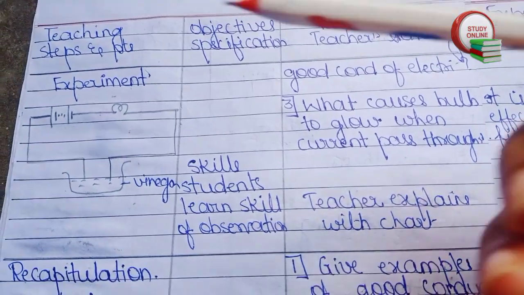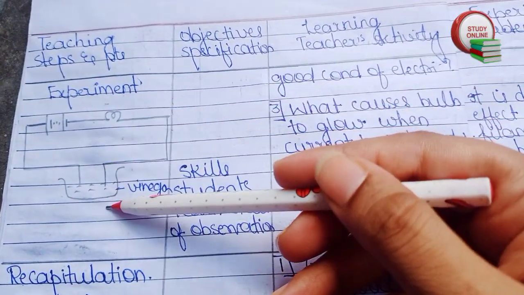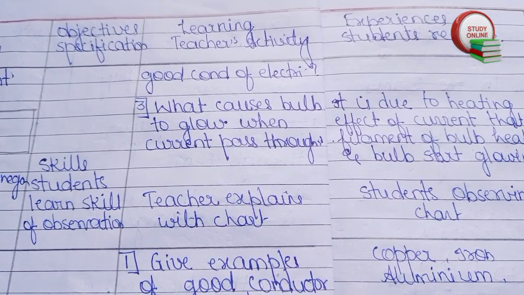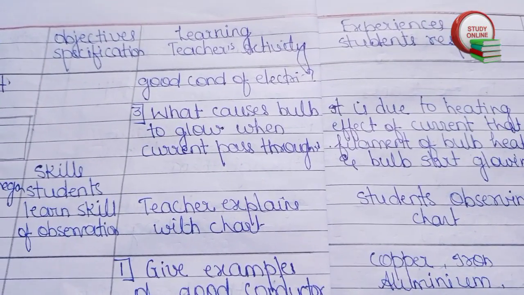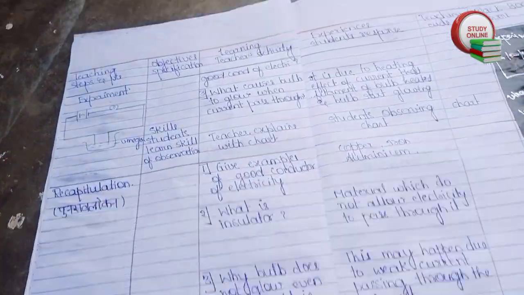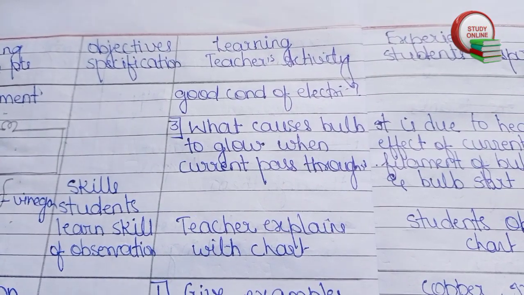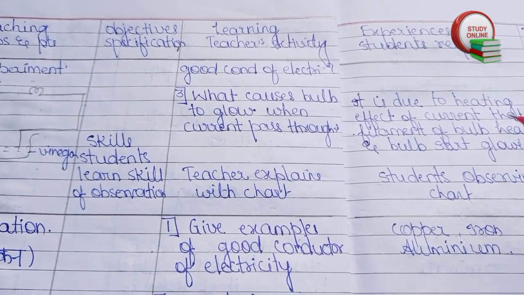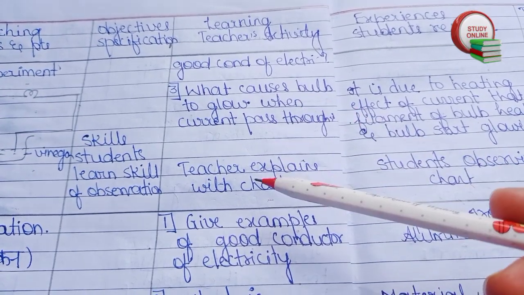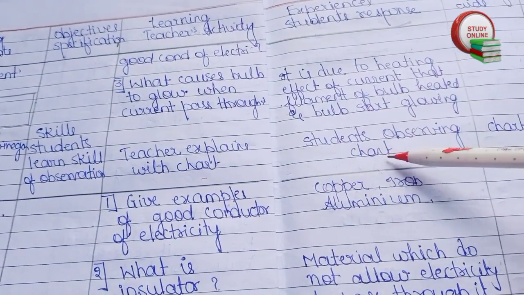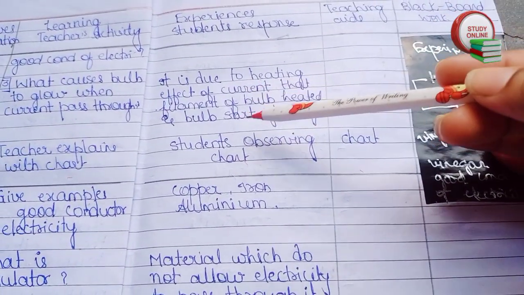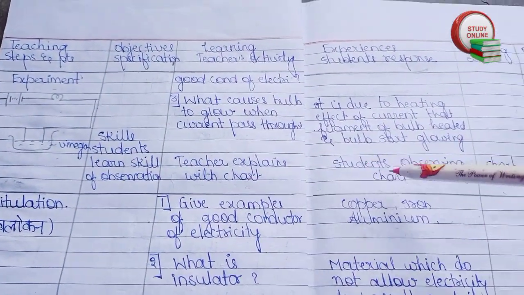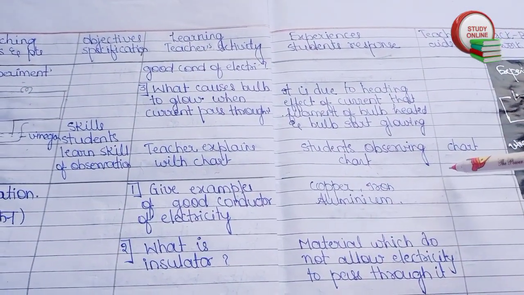Here you can see the experiment. So we can conduct any experiment in the class, and here you can see a list of questions that we can ask students. You can see: what causes a bulb to glow when current passes through it, and the answer also here you can see. So students will answer all those things here. Okay. After that the teacher explains with the help of a chart, students observing the chart, and for teaching aid we can write chart. And here you can see blackboard work, right? Like this we have to write all those things.